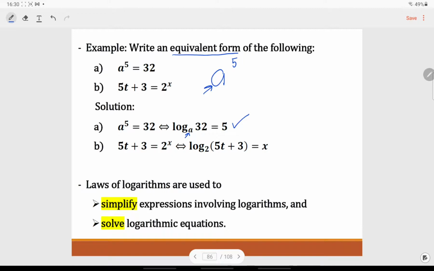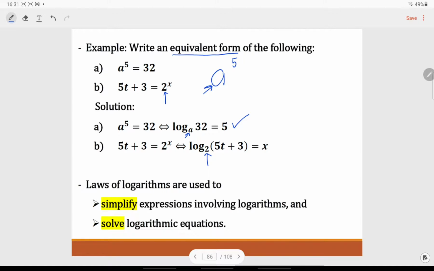How about the second one? 5t plus 3 equal to 2 to the power of x. How to convert this index form to a logarithmic form? We have 2 as the base. So we have log 5t plus 3 base 2 equal to x.